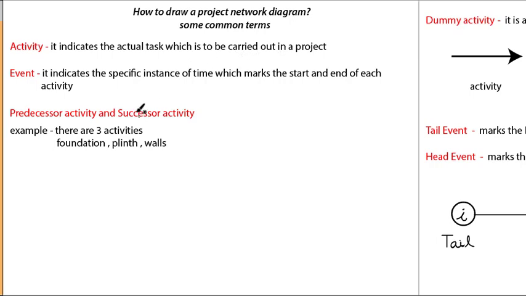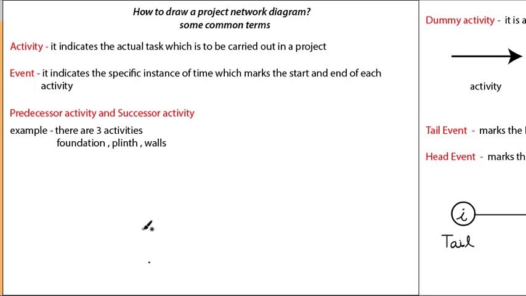Next comes the event. An event indicates the specific instance of time which marks the start and end of each activity. At a particular time you start to level the site, and then you finish leveling the site. So an event is just an instance of time which indicates the start and end. It is not an actual activity, just an indication. Remember the difference between activity and event. Then come the predecessor activity and successor activity.